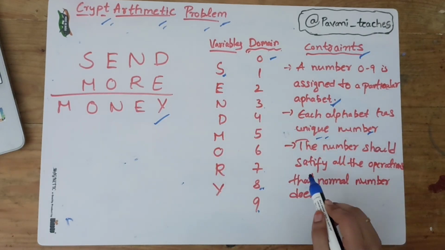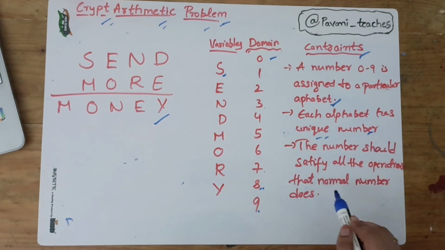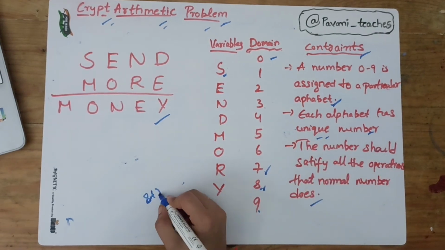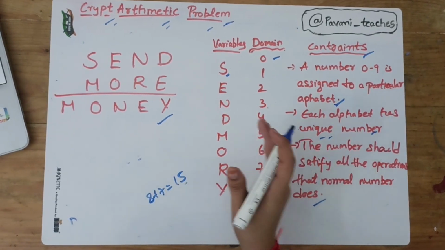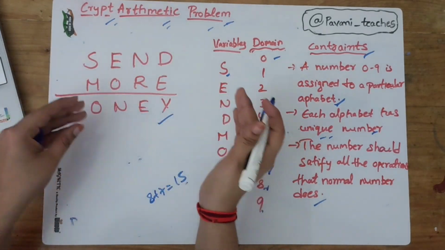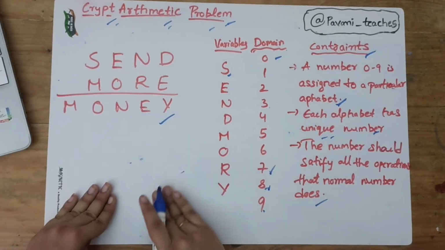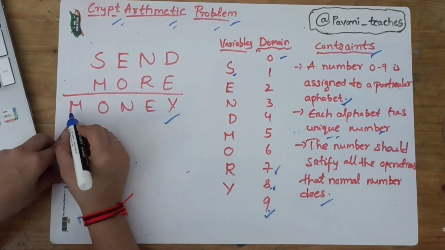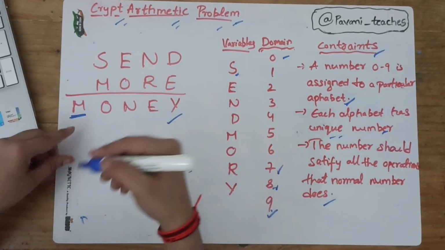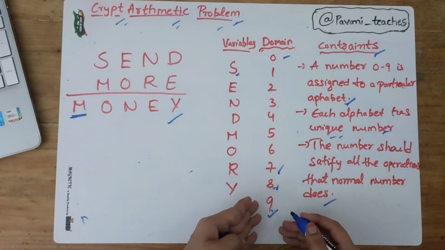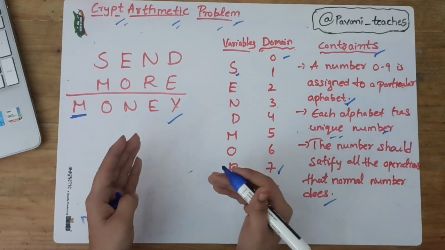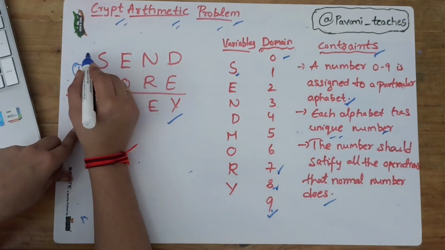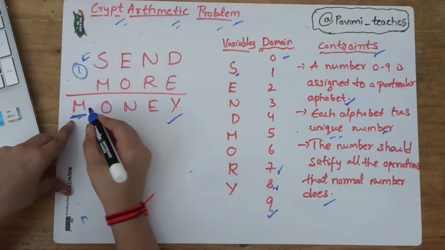The numbers should satisfy all the operations that normal numbers do. That means if we add 8 and 7, we get 15. The same applies here: while assigning values to the letters, it should follow the same. While solving, first you should start from the larger number. Here there is a carry. If there is a carry, first you have to check the domain values. As the domain values are under 9, the carry is always equal to 1. So directly you give the value of M as 1.